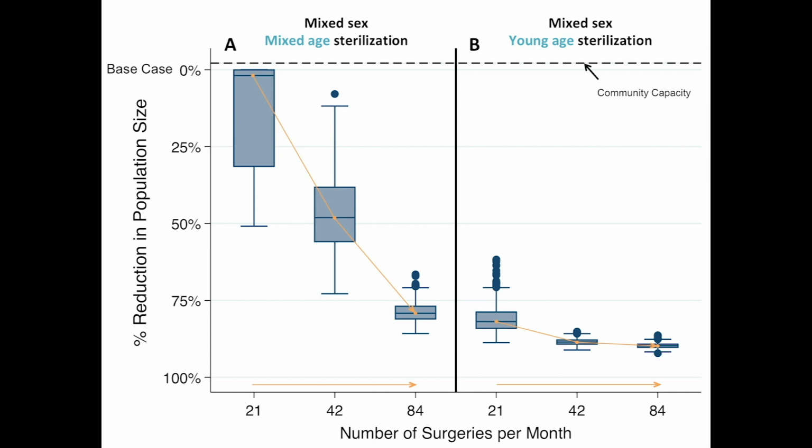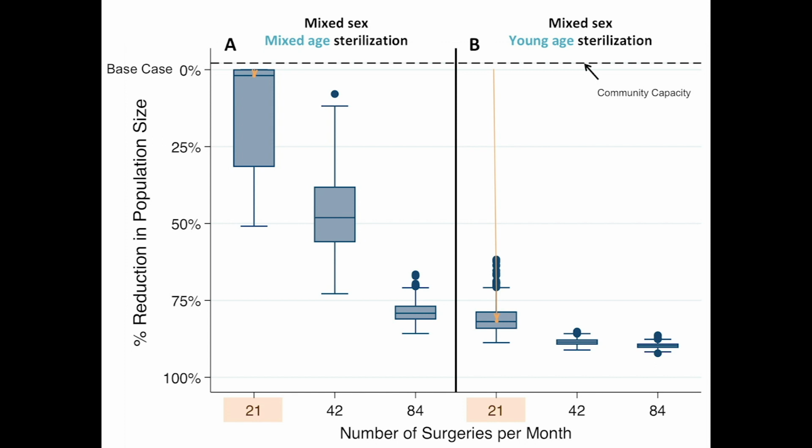So, increasing the number of resources or the number of surgeries per month is something that might not be feasible or sustainable in the long term for a single region. For that reason, let's just focus our attention on the lowest level of surgical capacity, which is the same surgical capacity used by the Ministry of Health in this location. So we notice in panel A that when in the model we target both female and male dogs of any age, only a small median reduction in population size was projected.